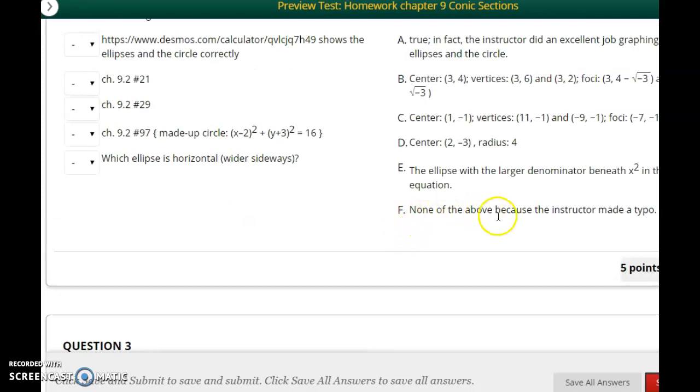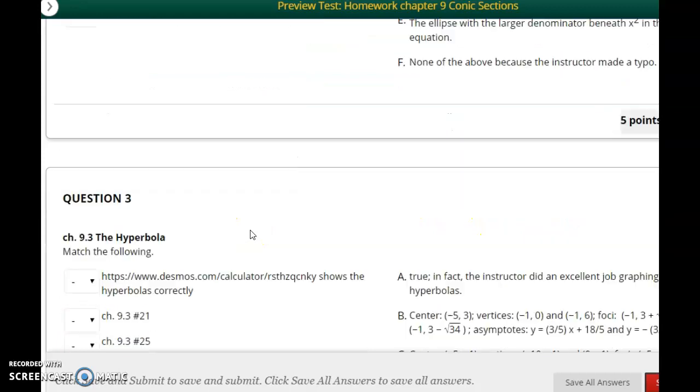And again, I'm saying here, none of the above, because the instructor made a typo. I hope I didn't, but I had to type so much it could happen. Let me know if you find one. One of these answers should be correct for any one of these questions over here. So this shouldn't apply, but let me know.